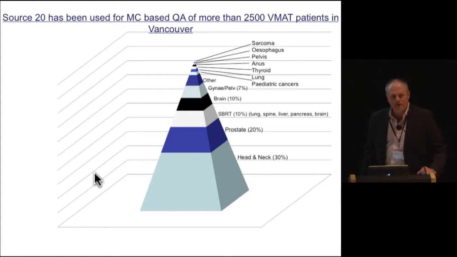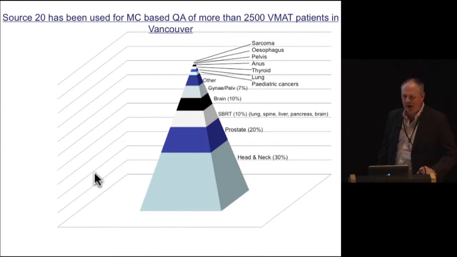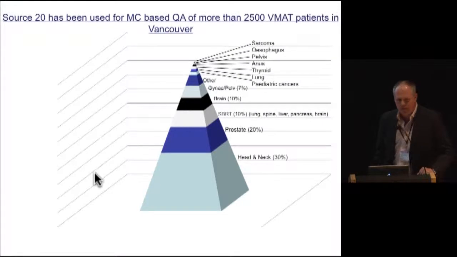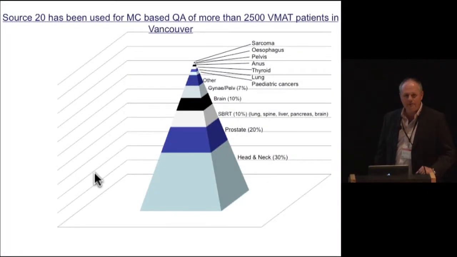I'm going to talk about source 20 of DOSXYZnrc, which I developed with Giuseppe Lobo several years ago, and is now publicly available. It has been used for Monte Carlo-based QA for more than 2,500 VMAT patients in Vancouver. We have a long history because VMAT was developed there by Karl Otto, and we got a very early start on this program. Of course, it was a learning curve.